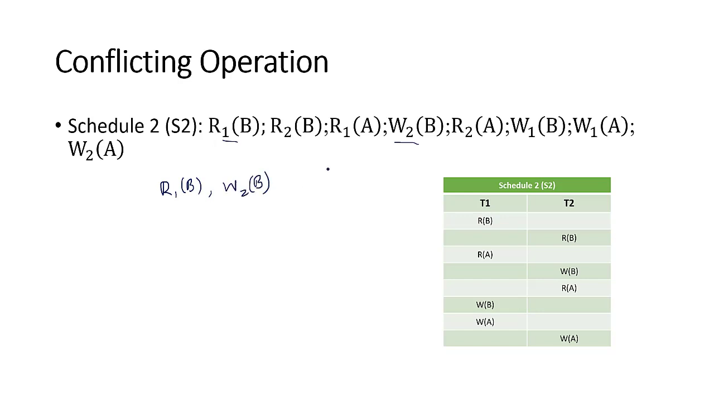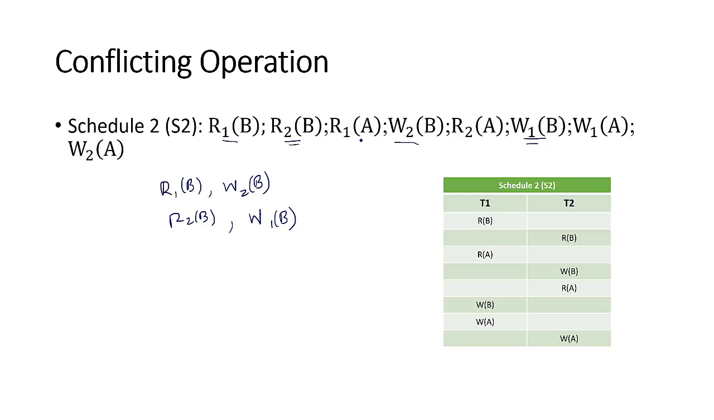Then there is no more conflicting operation. Next, R2B will conflict with any write operation on data item B by any other transaction. So this one and this one are the conflicting operations. So R2B and W1B are the conflicting operations.